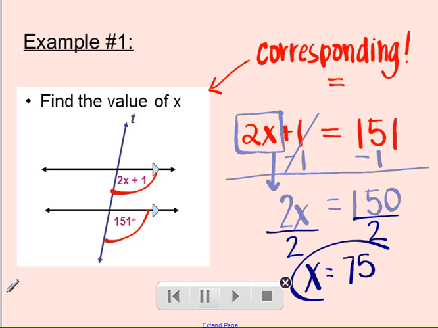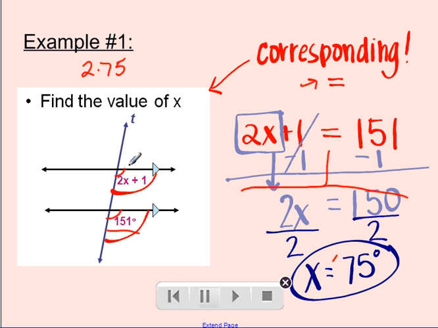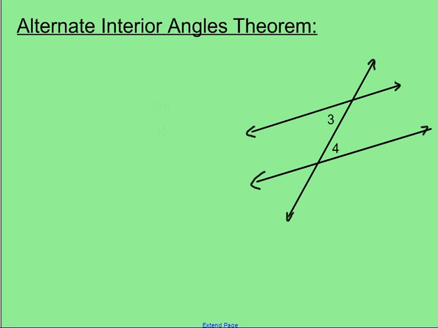Now, what you may want to do, or what some questions may ask you to do, is to take this value for x and then find out what these angles both equal. So we know this one is 151, but let's plug 75 into this equation. 2 times 75 instead of x plus 1. What should happen is that you should get the same value for both of these angles because they are both corresponding angles. Okay? The next kind we need to know about are alternate interior angles.